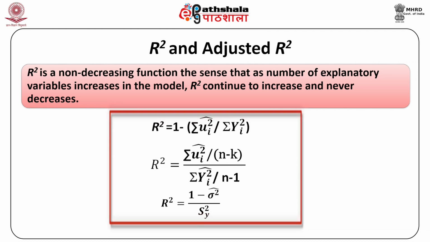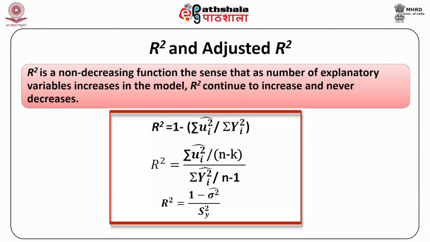Therefore, one must be careful while comparing two models with the same dependent variable but with a different number of explanatory variables. The problem can be solved if we take the number of explanatory variables into consideration while calculating the R squared.